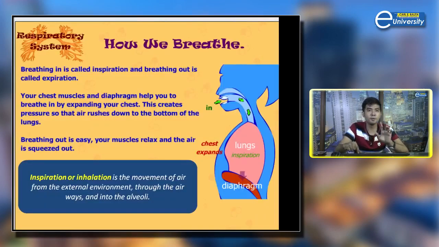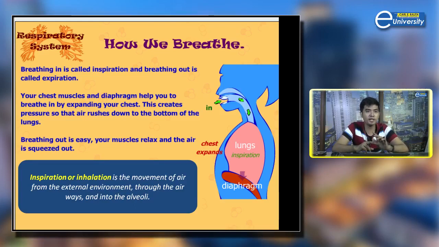So how do we breathe? Breathing in is also called inspiration, and breathing out is also called expiration. Your chest muscles and diaphragm help you to breathe in by expanding your chest. This increases the pressure so that air rushes down to the bottom of the lungs. Breathing out is easy because your muscles relax and the air is squeezed out.